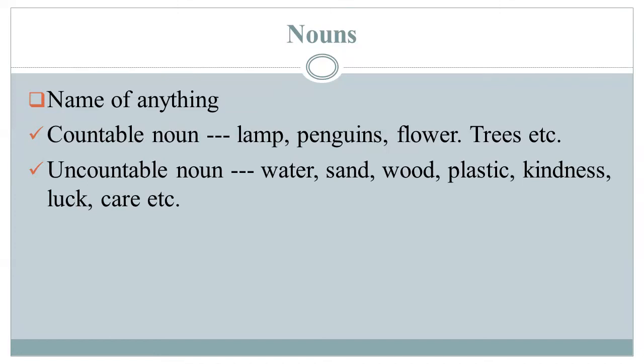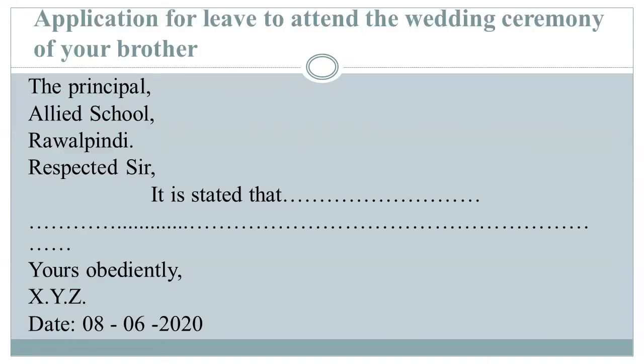Let's move to our next section, that is application writing. The application that is in your syllabus for assessment 1 is application for leave to attend the wedding ceremony of your brother. You have already learned this application and you have written it in your notebook already. So in this lesson we are just going to discuss main points about this application.